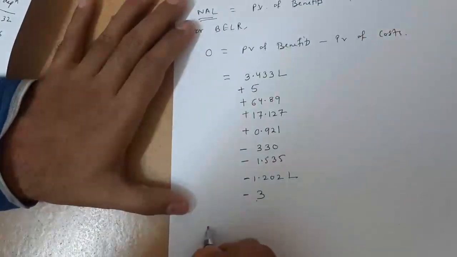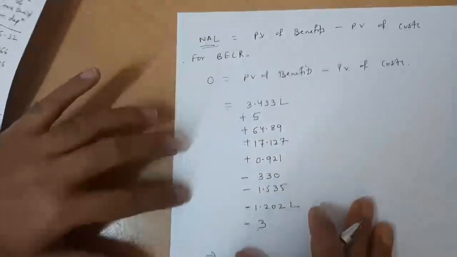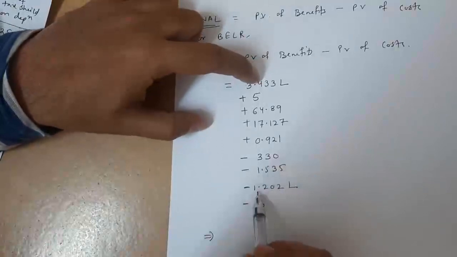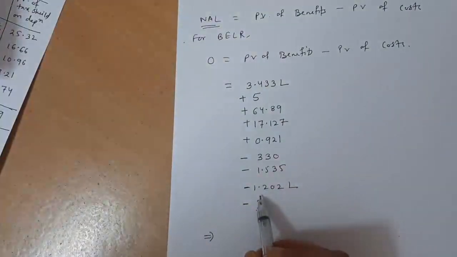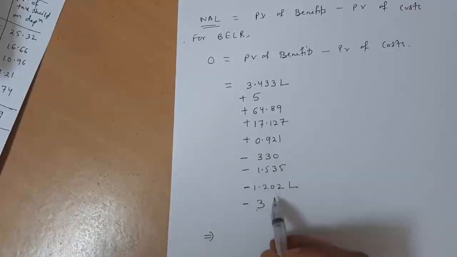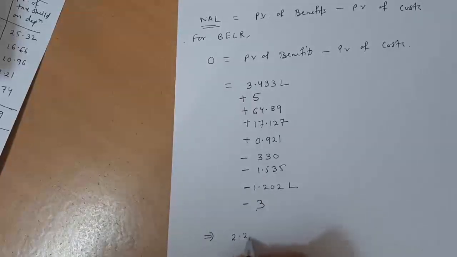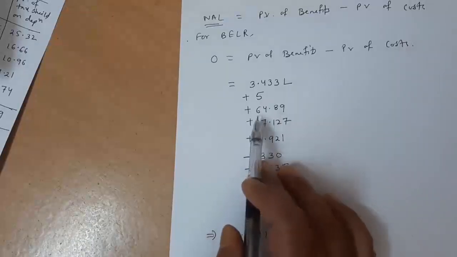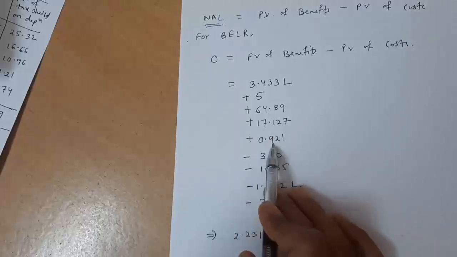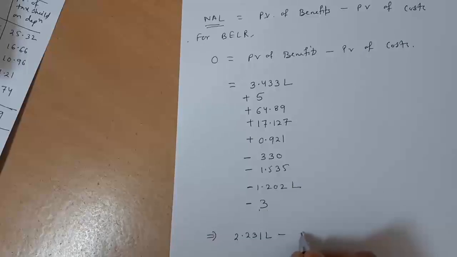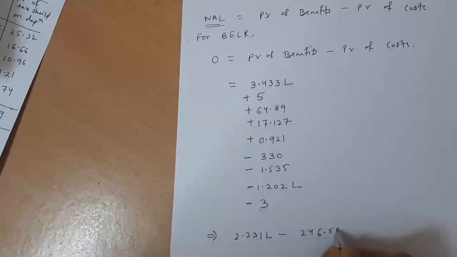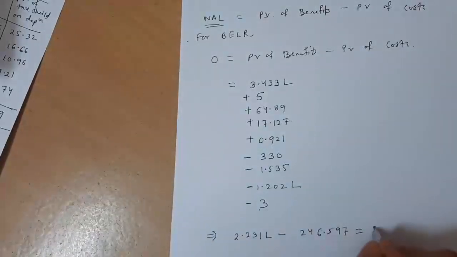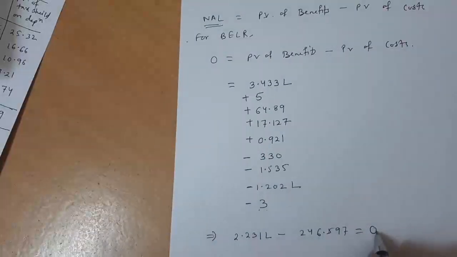Whenever you solve this, you'll get some value of L, okay. If you simplify it, what you'll get: 3.433 L minus 1.202 L, so that will be 2.231 L. Then minus 330, minus 1.515, minus 3, plus 5, plus 64, plus 17.127, plus 0.921. When you do this, this will come as 246.597, and that will be equal to 0, because you are finding the BELR, so it will be 0. So from this you find the value of L.